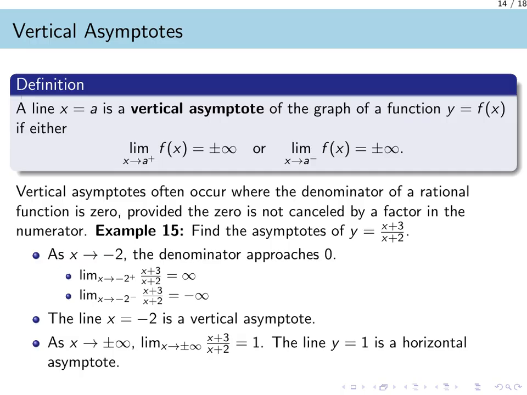For example, in the function y equals the quantity x plus 3, all over the quantity x plus 2, as x gets very close to negative 2, the denominator approaches 0, making the fraction's value explode. This confirms the line x equals negative 2 is a vertical asymptote. This function also has a horizontal asymptote at y equals 1, describing its long-term behavior. So the key takeaway is that vertical asymptotes pinpoint the x values where a function has an infinite discontinuity.